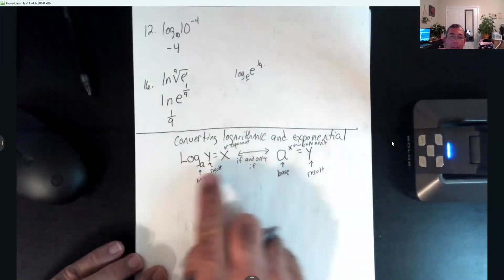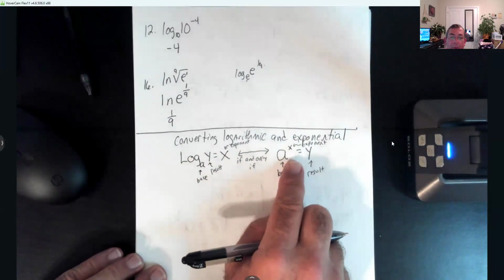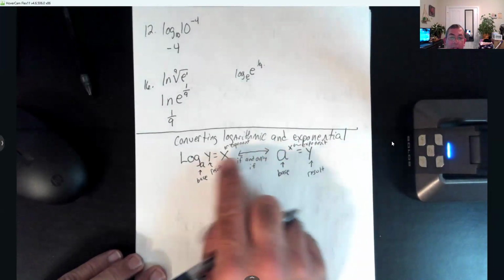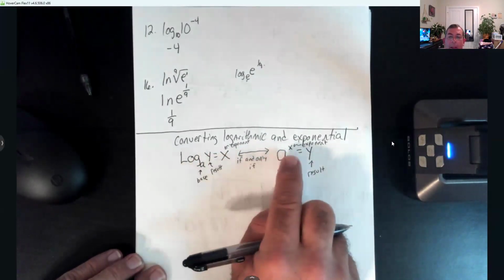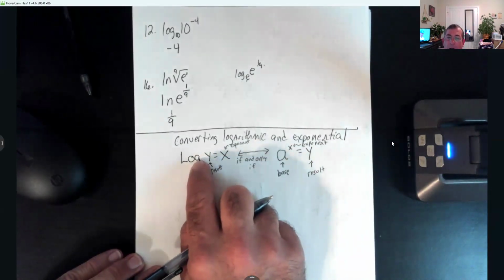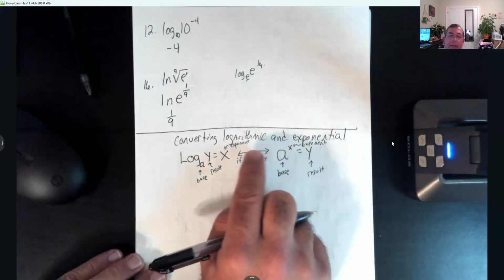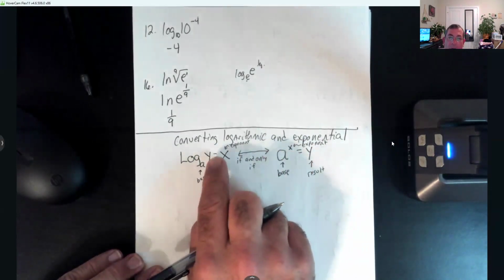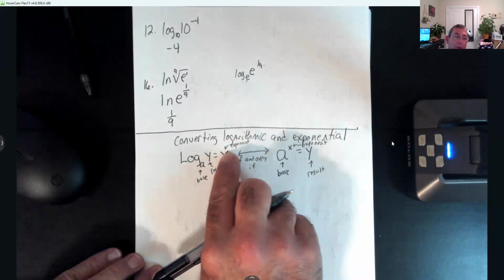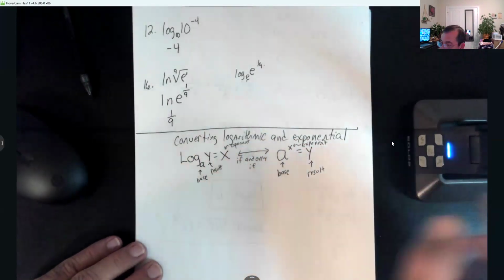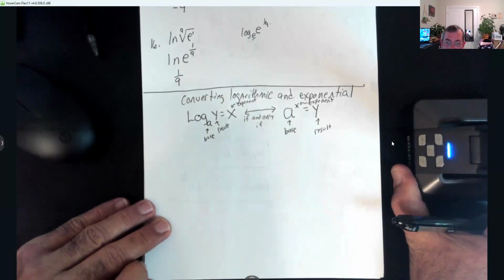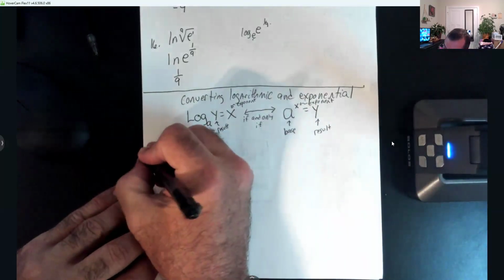So to rewrite them, if I want to go from log into exponential, I got my base A, my exponent X, that's going to equal that result of a Y. If I want to go the other way, the base of the exponential becomes the base of the log. The result of the exponential is the result of the log. And then the exponent of the exponential becomes the exponent or answer of the log. So we're going to use that to transfer back and forth, okay?